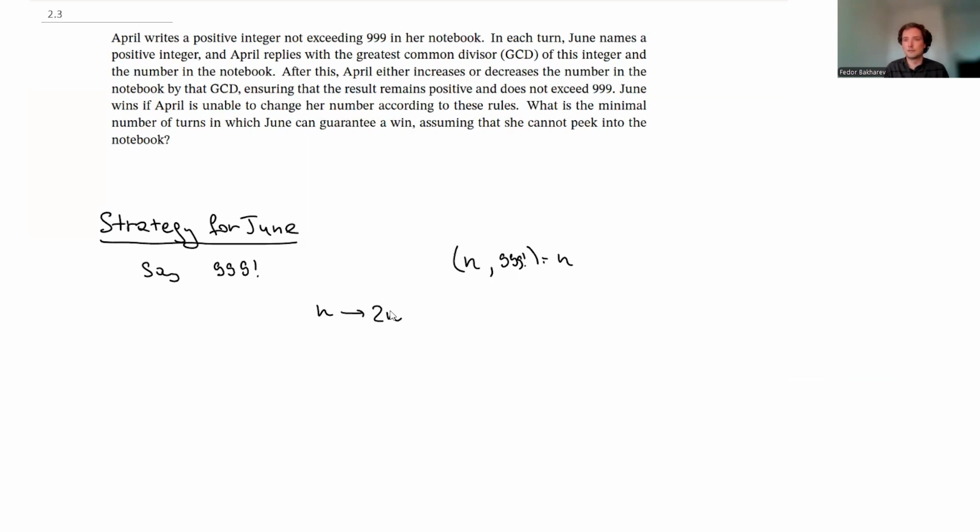10 steps, April should get a number which is greater than 1024, and this is impossible. So the only possibility is to have not more than 9 steps at this time.